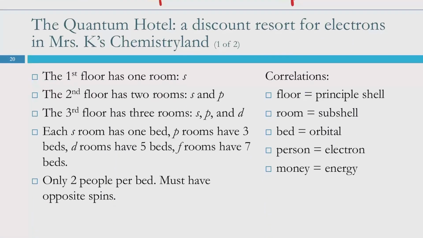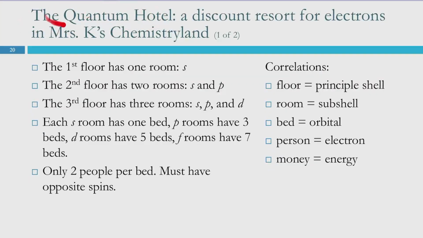Cool. There's also this analogy, Mrs. K's Chemistry Land. There's the Quantum Hotel in Chemistry Land where you can stay. In the Quantum Hotel, the first floor has 1 room, the second floor has 2 rooms, the third floor has 3 rooms, etc. So it's sort of this weird upside down triangle shaped hotel. And it would look something like this. So we've got 1 room on the first floor. On the second floor, we've got an S room and a P room, then S, P, and D. And we're using the American floor numbering system, not the British.